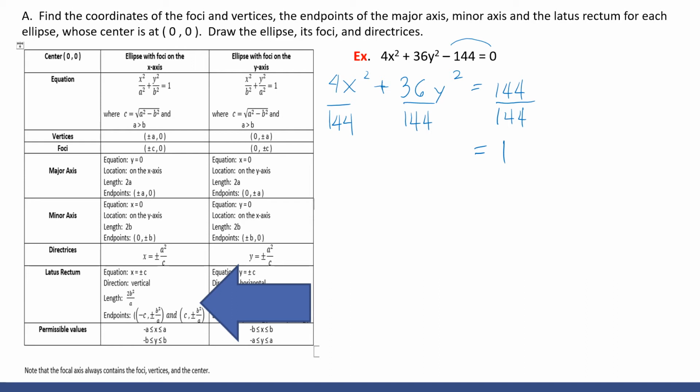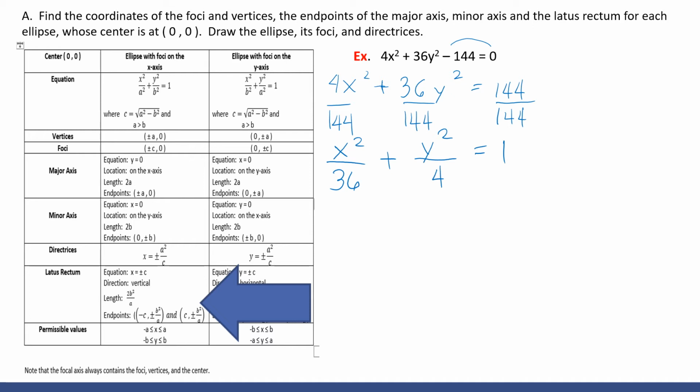So 36y squared over 144 will become what? Y squared over 4. While the other, 4x squared over 144, is simply x squared over 36. At ito ngayon ang ating new equation. As you can see, from general form, ginawa nating standard form. At dahil dito, we can now again identify a squared and b squared.